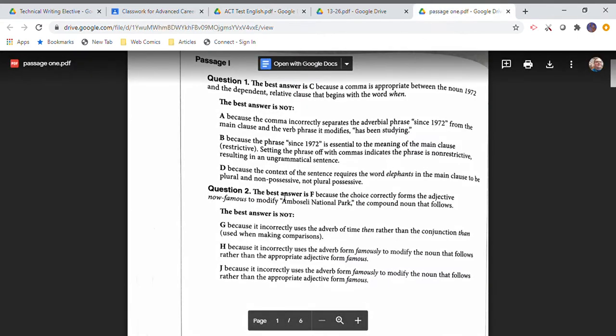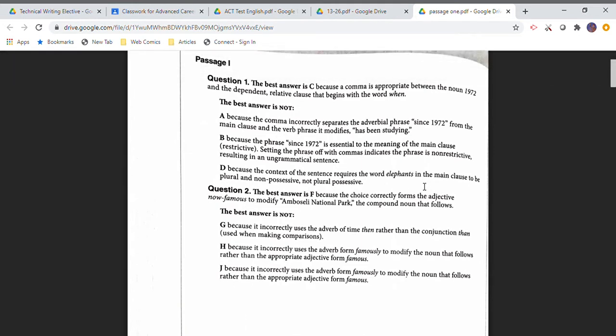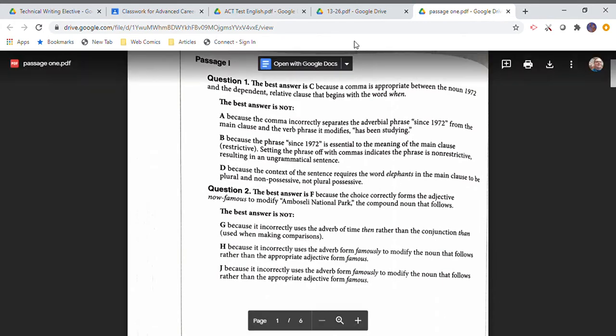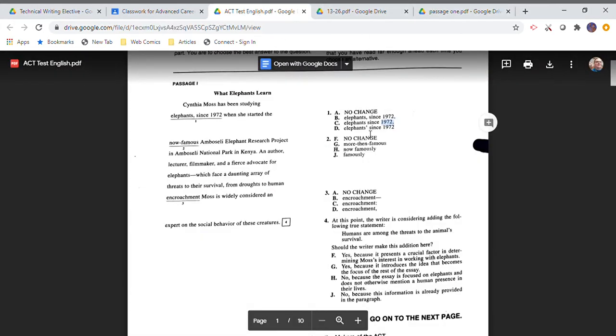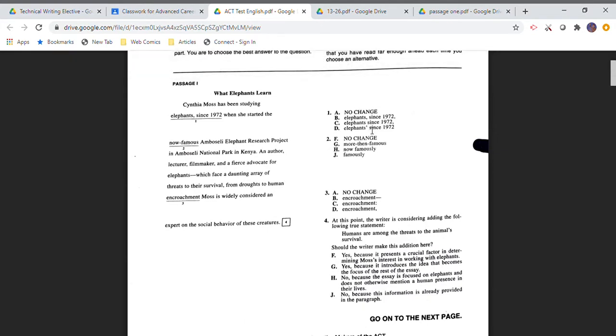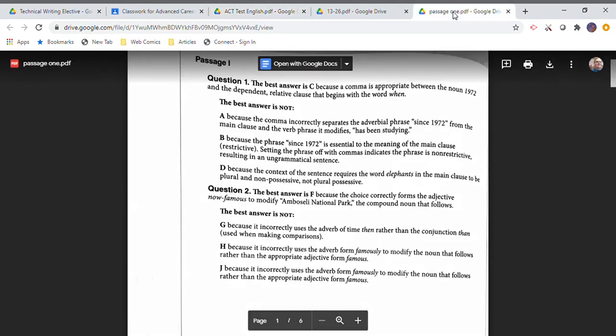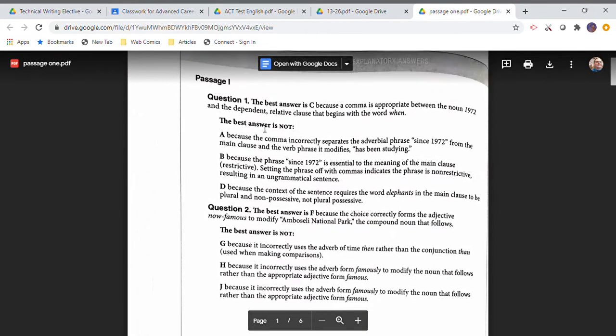And it's not D because the context of the sentence requires the word elephants in the main clause to be plural and non-possessive, but not plural possessive. Right, like I was saying, this one makes the elephants. I'm not sure this is helpful.